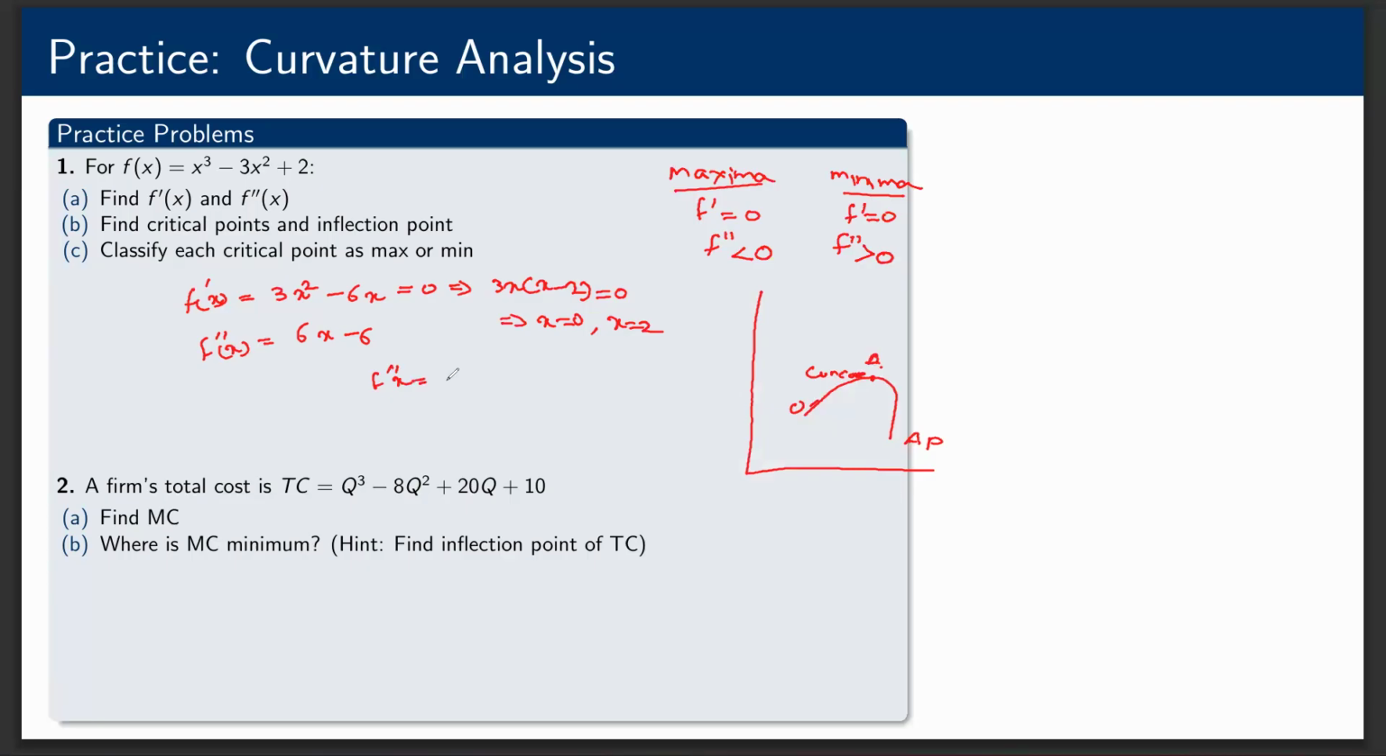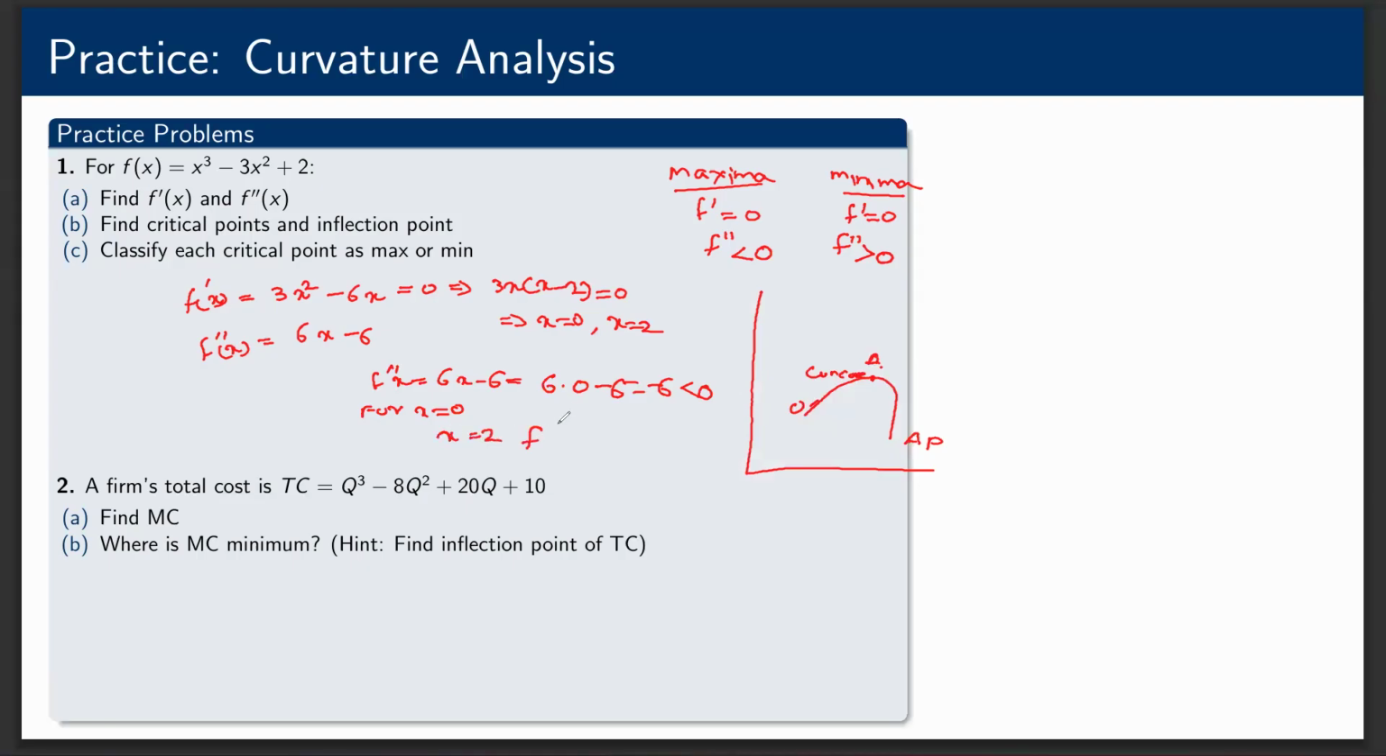Here, second order derivative, that is f dash x, is equal to 6x minus 6. So for x equal to 0, I will say this is 6 into 0 minus 6, that is equal to minus 6, which is less than 0. So x equal to 0 is my maximum point. Clear?